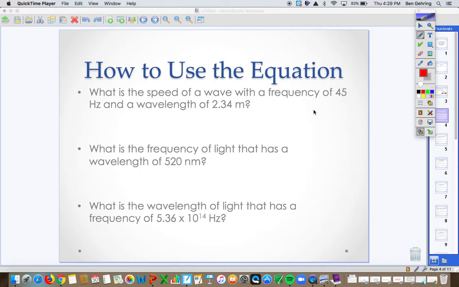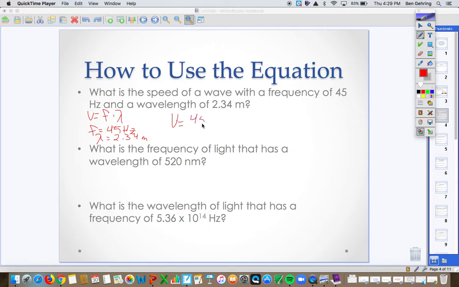So for starters, I want to know what is the speed of a wave with a frequency of 45 hertz and a wavelength of 2.34 meters. So to do this, we're not going to use c this time because that's the speed of light. We use v equals frequency times wavelength. I know that the frequency is 45 hertz, and I know that my wavelength is 2.34 meters. So I can then solve for my velocity.